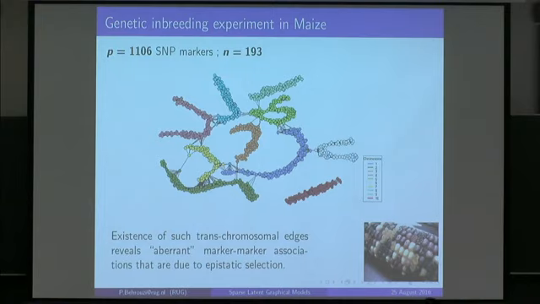Also, very interesting was that while I was talking with one of them at the conference, they found it interesting why this chromosome here is completely separated and a lot is going on here. The existence of such transchromosomal relationships reveals aberrant marker-marker associations that are due to epistatic selection, and then we see some kind of disorders in the plant.